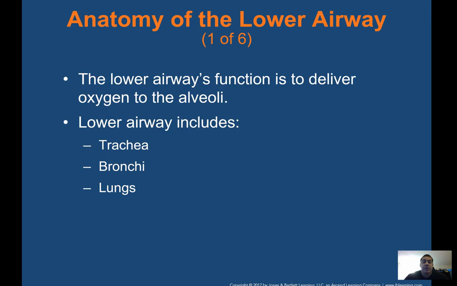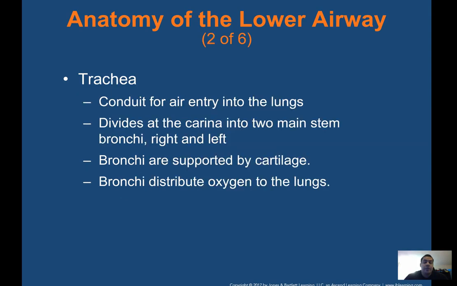The lower airway's function is to deliver oxygen to the alveoli. Lower airway includes trachea, bronchi, and lungs. Trachea, conduit for air entry into the lungs, divides at the carina into two main stem bronchi, right and left. Bronchi are supported by cartilage. Bronchi distribute oxygen to the lungs.